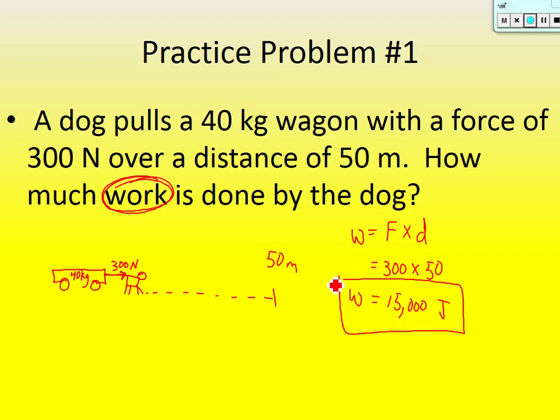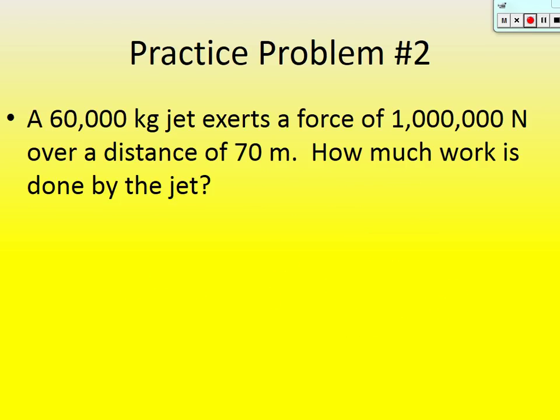Okay. Very easy. Let's go to practice problem number 2. A 60,000 kilogram jet exerts a force of 1 million newtons over a distance of 70 meters. How much work is done by the jet? Okay, I would like you guys to try this one on your own. Again, how I would do it is draw a picture, label all of the variables that it lists there in the problem, write the equation down. Again, you're going to be solving for how much work is done by the jet, and then substitute in your variables and see if you can get it.